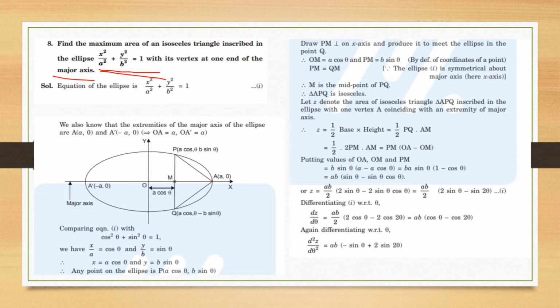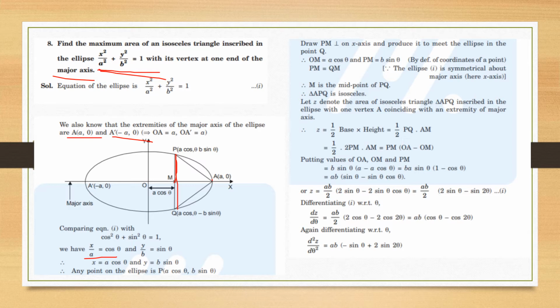Now the length is 2a. This is minus A0, and this is A0. Take it, join from here. You know that the extremities of the major axis of the ellipse are A0 and minus A0. Now comparing the equation with cos square theta plus sin square theta equal to 1, we have x upon a equal to cos theta.